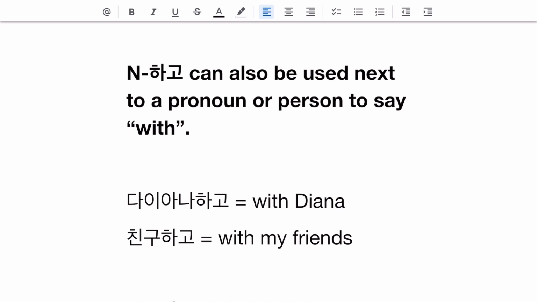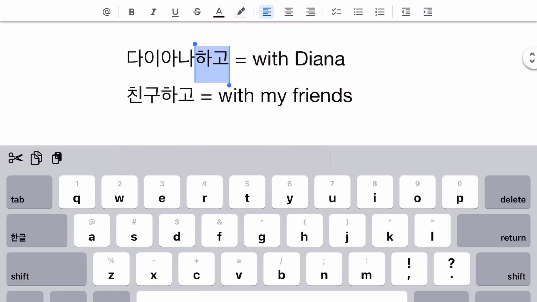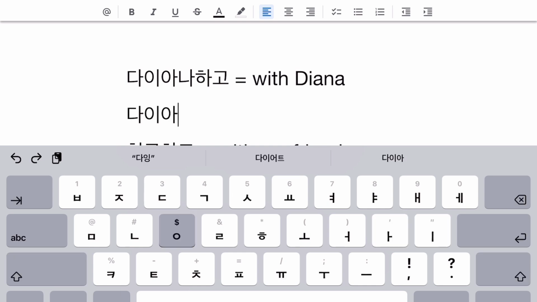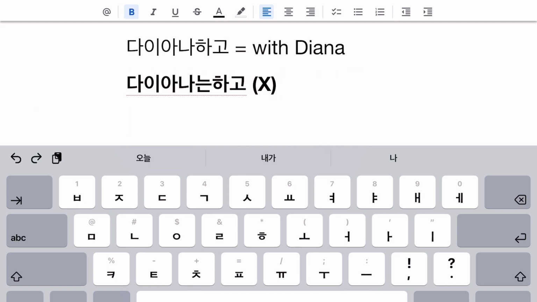Or with my friends. So when it comes to this, and I forgot to mention this earlier, we can only have one particle on a word at a time, right? So I'm not gonna have like Diana는 하고, we can't do that. We can only have one particle on at a time for these. So if we have 하고, we can't do 은는, 을를, or 이가 on that word.